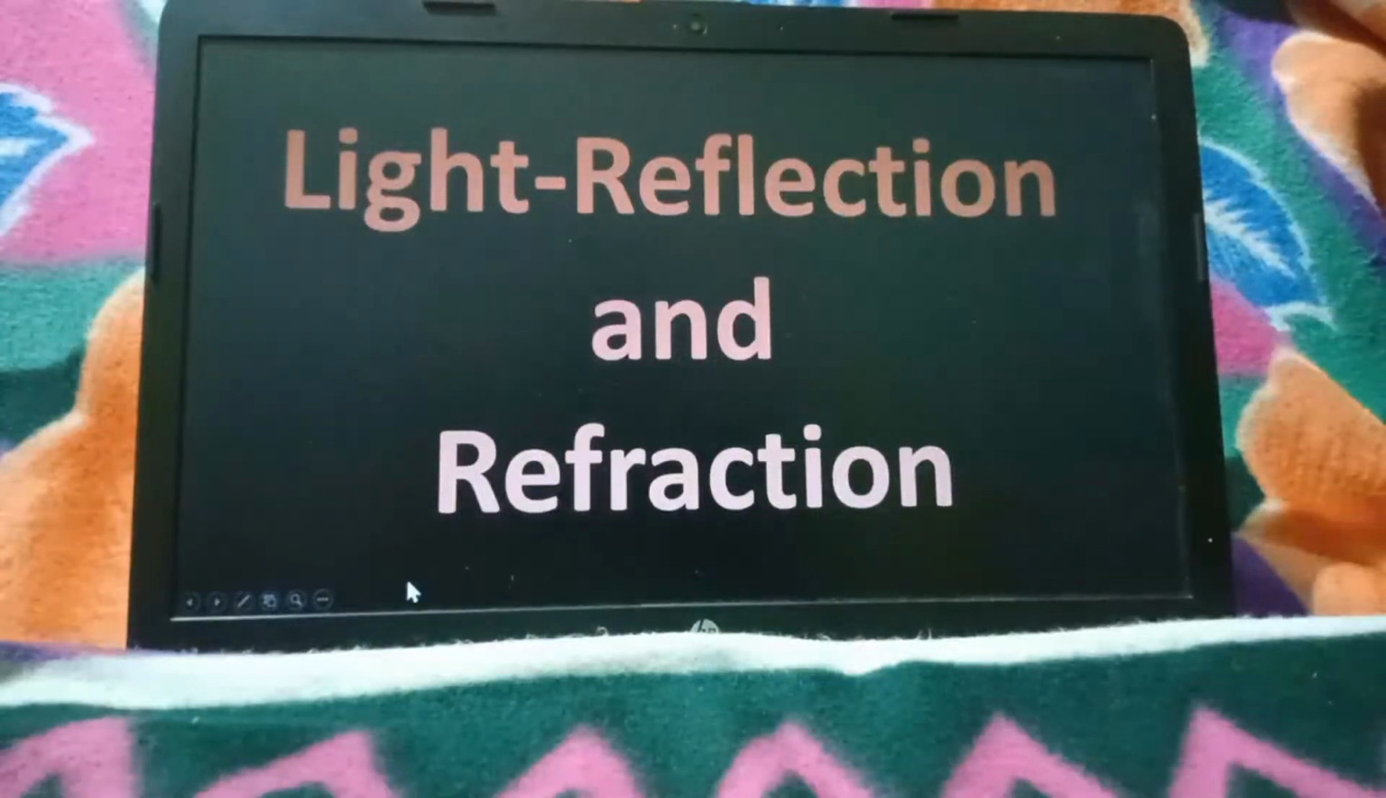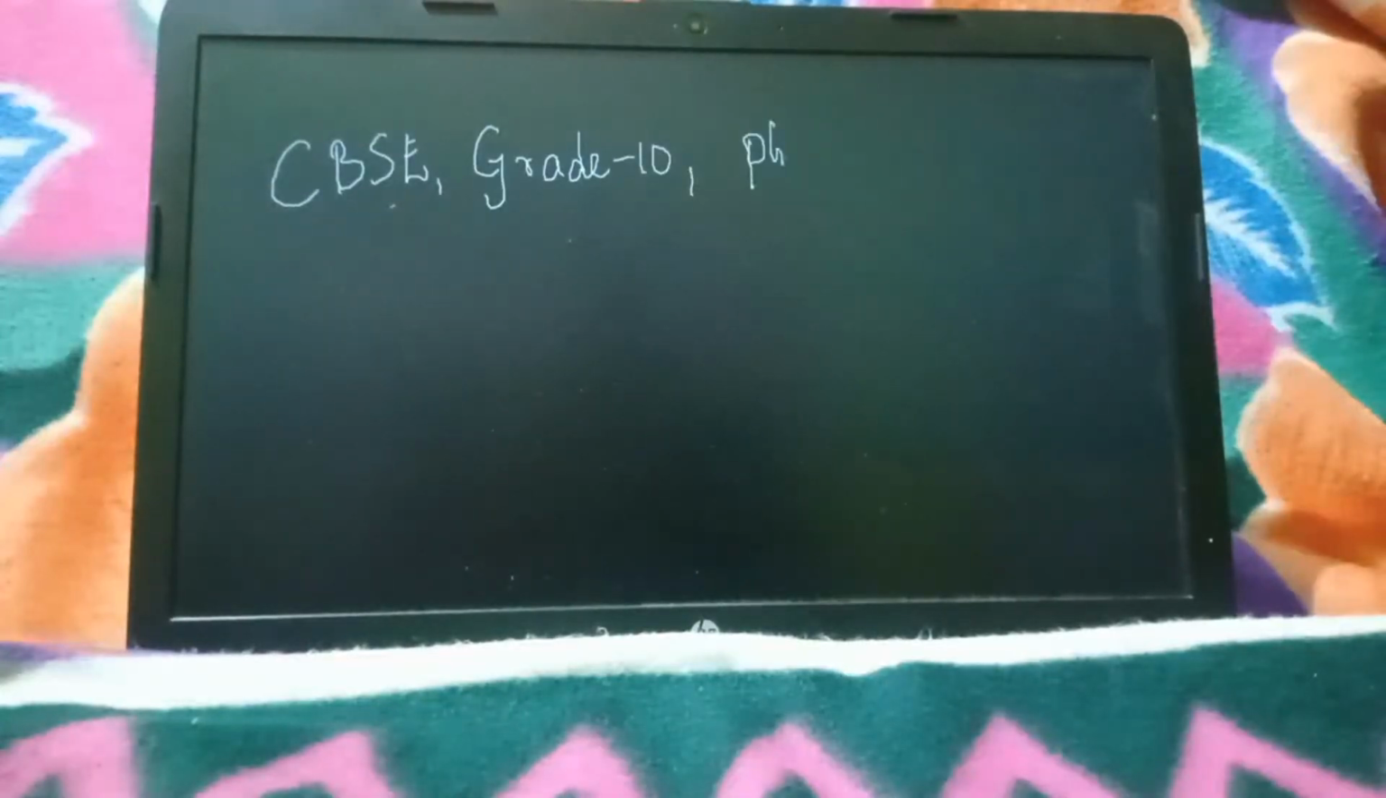Whatever we are discussing is CBSE Grade 10 Physics, light reflection and refraction. Once again, I'll explain the course part first, then we'll see. The course is about CBSE Grade 10 Physics.